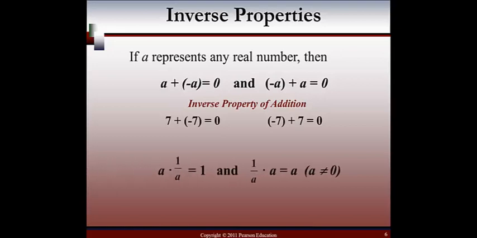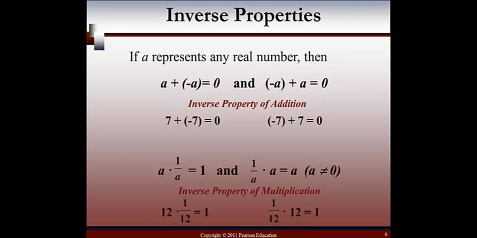We also have an inverse property for multiplication, and it's A times 1 over A equals 1, and 1 over A times A equals 1. That was a typo, sorry. That's when A doesn't equal 0. And we have to make that distinction because we cannot divide by 0. We learned that in the previous section. So we can't divide by 0.